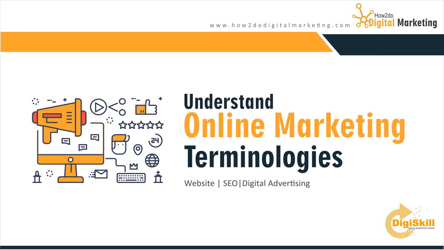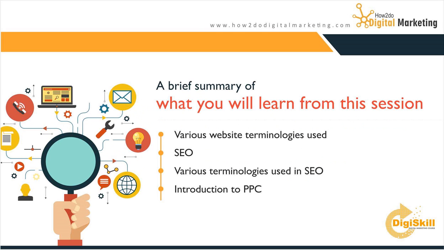In this episode of How to Do Digital Marketing, we are largely going to look at understanding the online marketing terminologies across website, SEO, and digital advertising. Because each industry has its own set of terminologies, and if you are looking to become an expert in digital marketing, you need to understand what terminologies people use in this industry. What we will look at is three areas: the website terminologies, SEO related terminologies, and a brief overview of PPC or pay per click advertising.